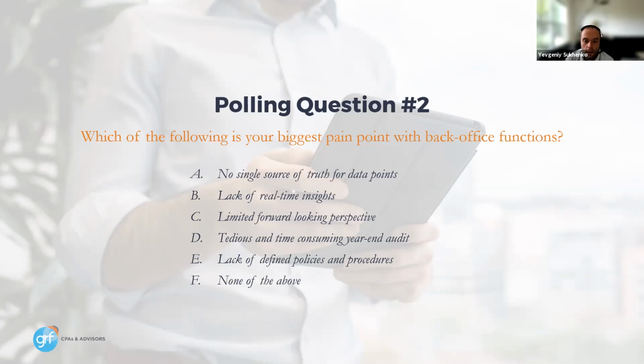So it looks like limited forward-looking perspective, and that makes sense. And it actually makes sense that lack of real-time insights comes in a fairly close second, because I think the two are pretty well linked. Without the real-time insights, it's very hard to be able to look forward, understand your data, and what it is really telling you about your organization and where it's moving. And obviously with a lot of procedures, a lot of processes being still paper-based, as Eleanor had alluded to earlier, it makes logical sense that the year-end audit is a lot more time-consuming, and it's harder for auditors to find the support that they need in a timely fashion.